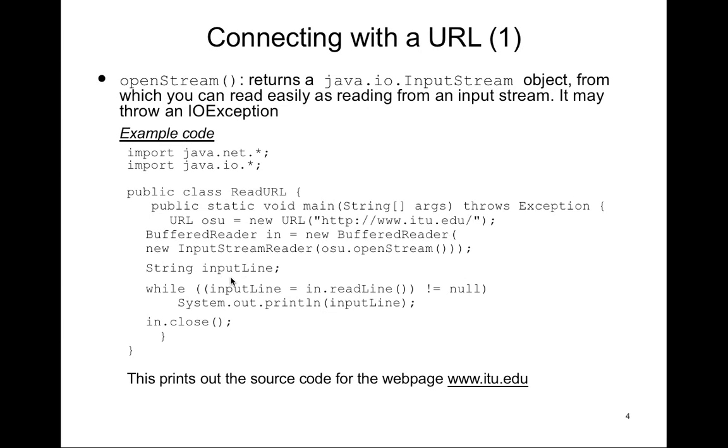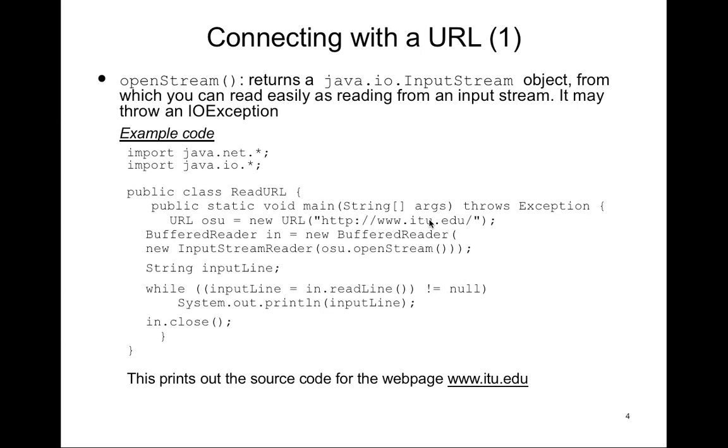So, connecting with a URL. OpenStream returns an input stream object that you can use to read as easily as reading from an input stream. It might throw an IO exception, so we're going to throw an exception on this. Let me zoom in a little bit so you can see. Same includes as before. This one in particular is going to be ReadURL, and it's going to read what's at the URL and put it into an input stream object.